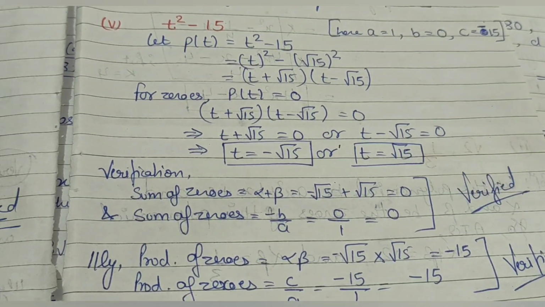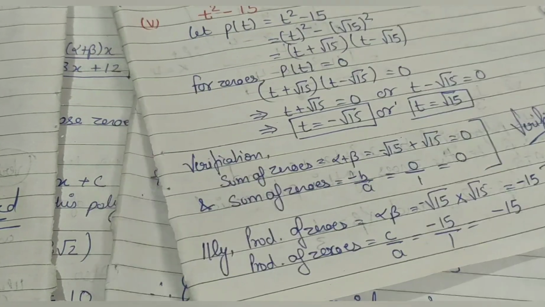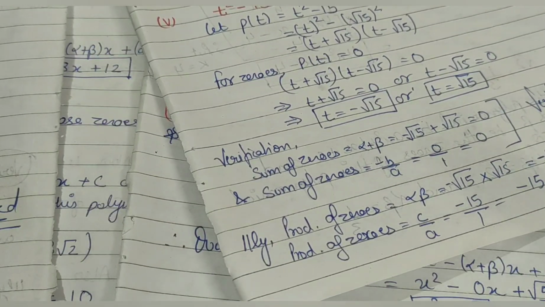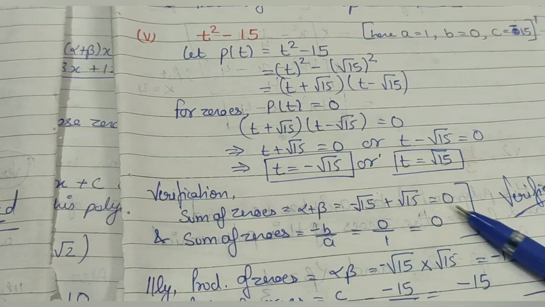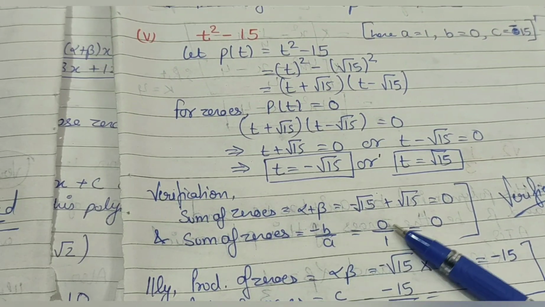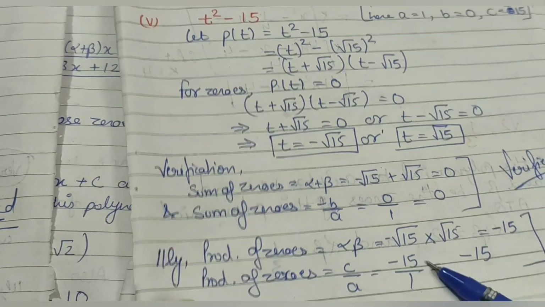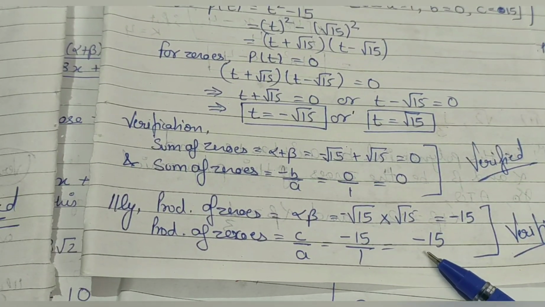So see now verification again in a similar way. You see the verification. The sum of the zeros, alpha plus beta, we get as 0. Sum of the zeros by using the relation minus b upon a, that is 0 upon 1, means 0. And the product is minus 15 in both the cases. Hence verified.